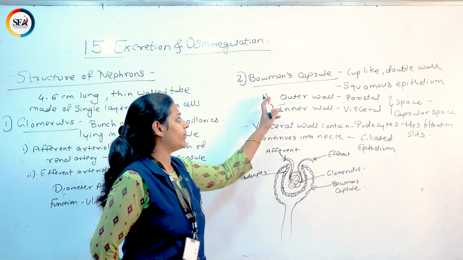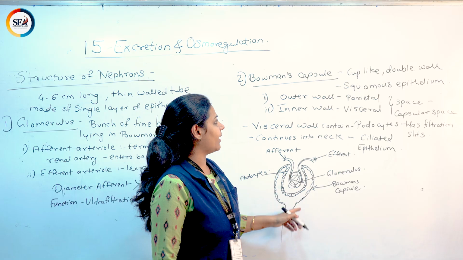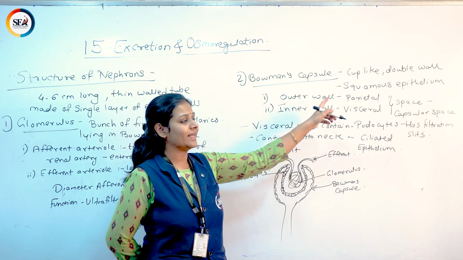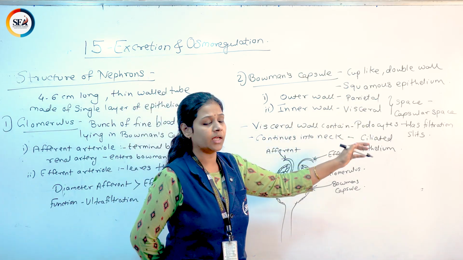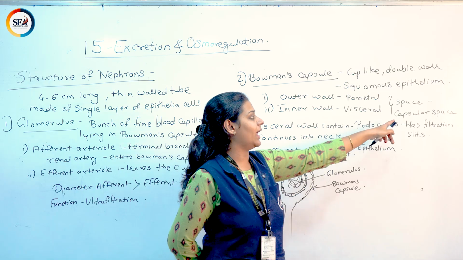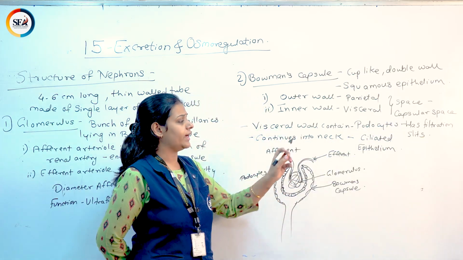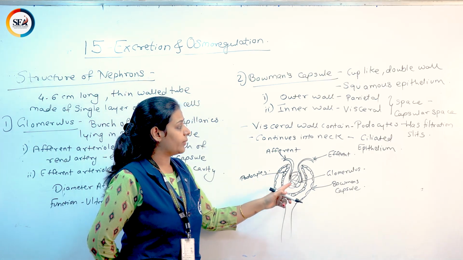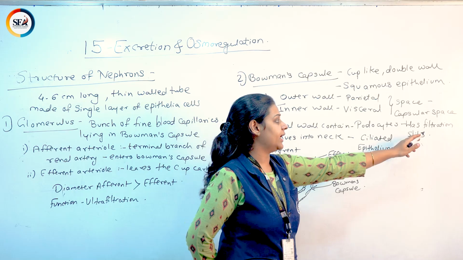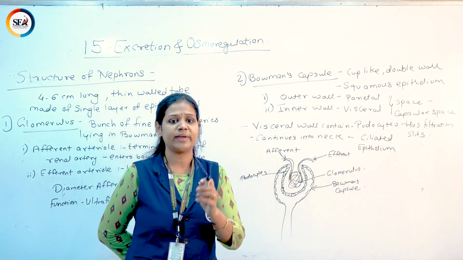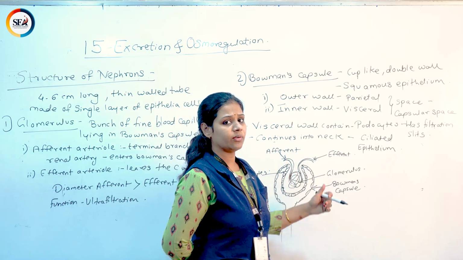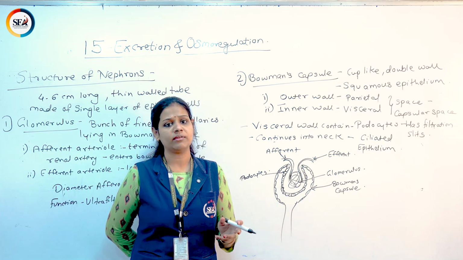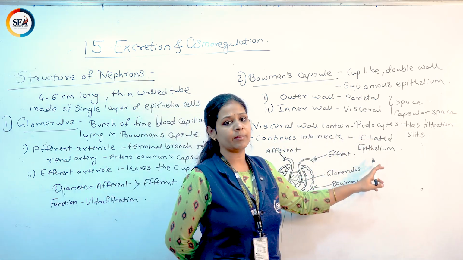Second part is the Bowman's capsule. Bowman's capsule is the cup-like cavity which is double walled, and both the walls consist of squamous epithelium. The outer wall is called parietal and the inner wall is called visceral. The space between these two walls is called the capsular space. The visceral wall contains specialized cells called podocytes, which are small foot-like structures important for filtration, and they have filtration slits, that is small spaces present between them. They continue into the neck and then the neck continues into the PCT, that is proximal convoluted tubule. The neck has ciliated epithelial cells.